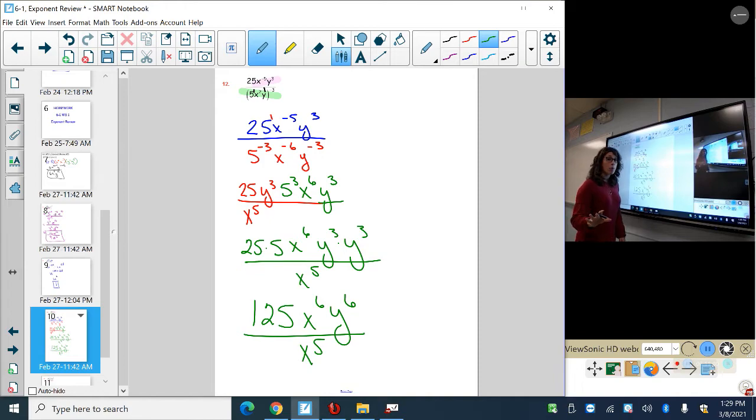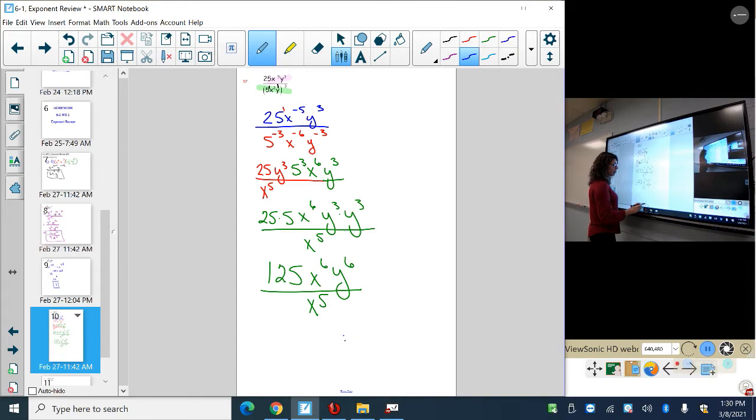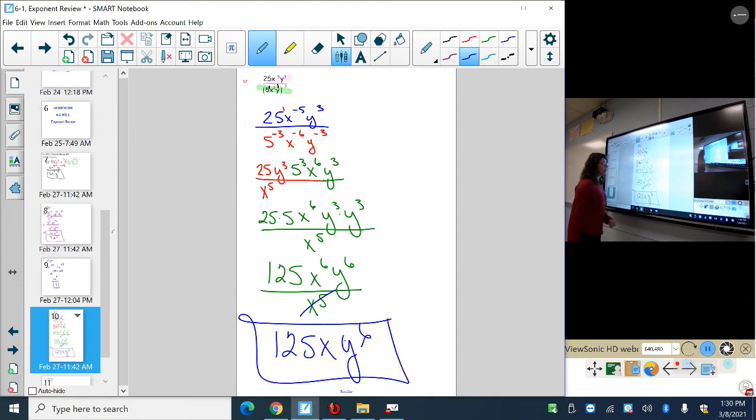Now, it looks like I'm almost done, but I still have x's. I have 6 x's up top, and I only have 5 x's on the bottom. So if I cancel those out, what they both have in common, that x goes away, and I'm left with 125 x to the 1st, y to the 6th. And that is done then. Okay?